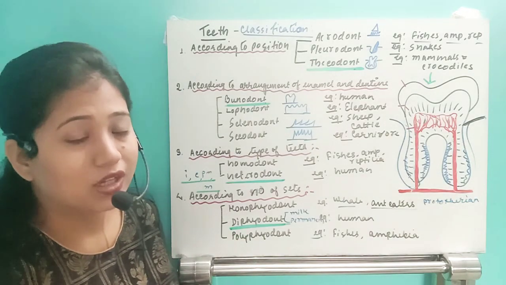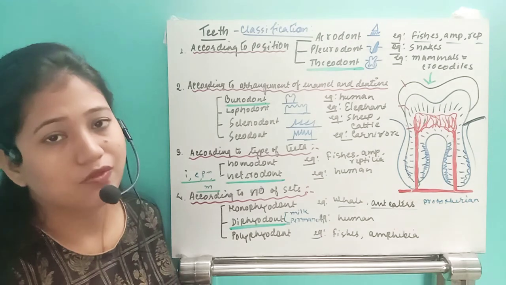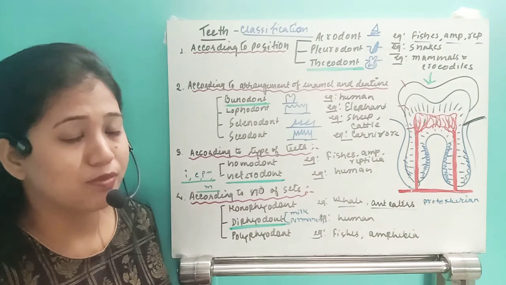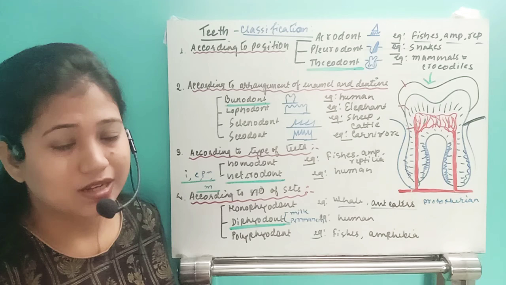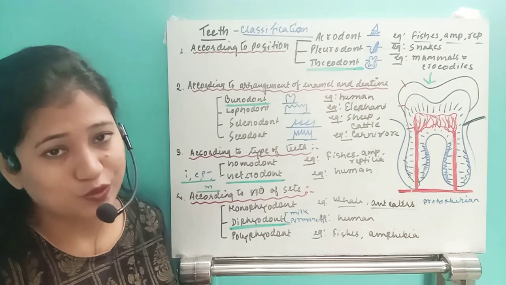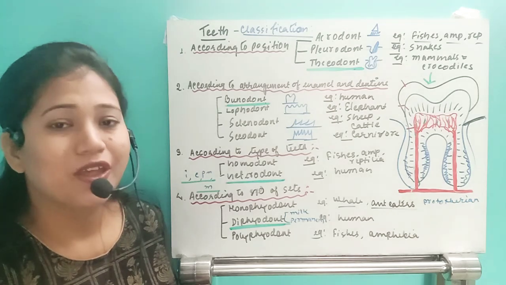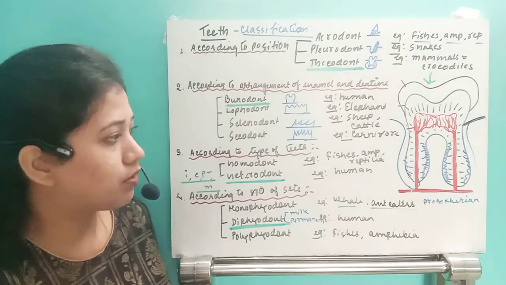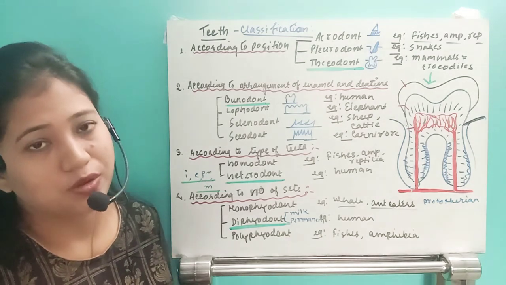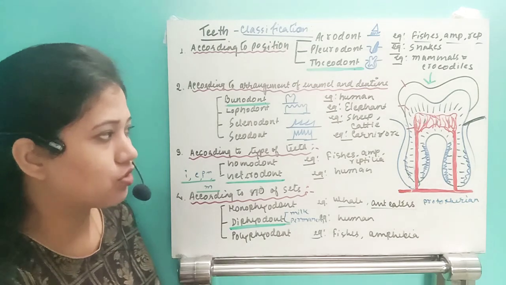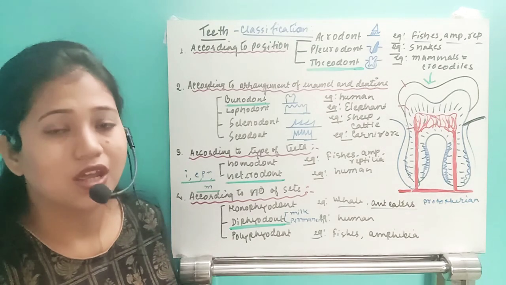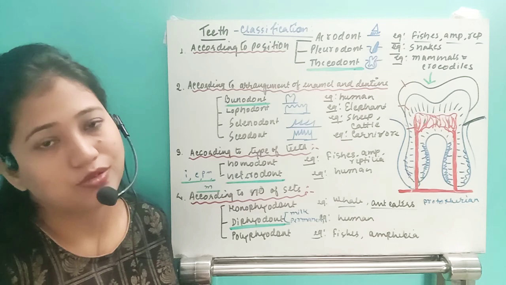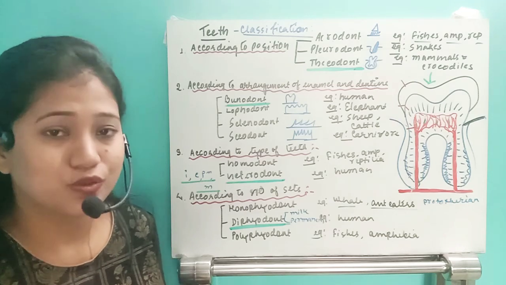If you recall the milk set formula, the milk set formula is 2102 by 2102 and the permanent set formula is 2123 by 2123. So that is all about the teeth you need to know. So that's all about the video. I hope you understand. So remember about the teeth, the structure of the teeth, the different classification, dental formula. So that's all about the teeth you need to know up to the medical examination.